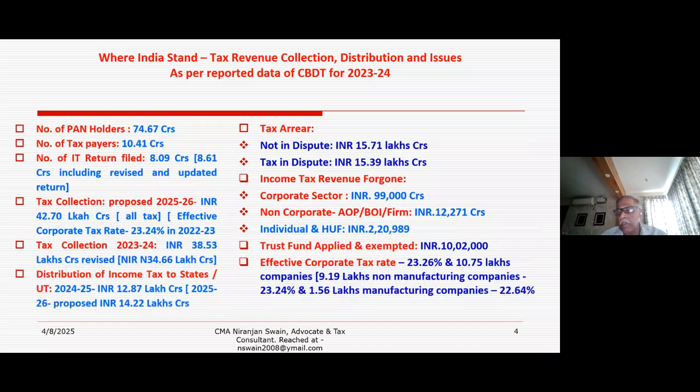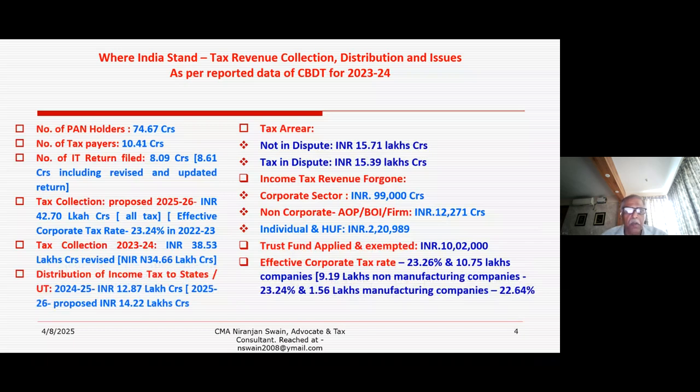The tax collection has also increased substantially. I will give a comparative picture after some time. Actually, the government proposed 42.70 lakh crores in 2025-26, both indirect and direct taxes. The effective corporate tax rate is 23.24%. I have already told you that the tax rates are 30%, 25%, 22%, 15%. Four categories of tax rates are available for the corporate sector, but the average effective tax rate is 23.24% in 2022-23. Subsequent data is not available, but more or less it is around 22 to 24%.